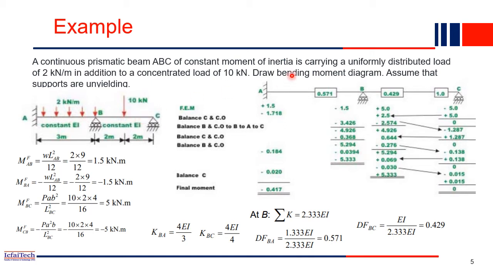I is constant for both the spans. The beam is carrying a uniformly distributed load of 2 kilonewton, acting from A to B, in addition to a concentrated load of 10 kilonewton acting on the B to C span. Now draw the bending moment diagram. So that is our question, a very simple question. This beam is already there, and now we have to draw the bending moment diagram.